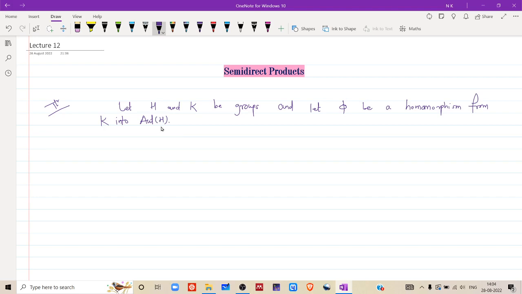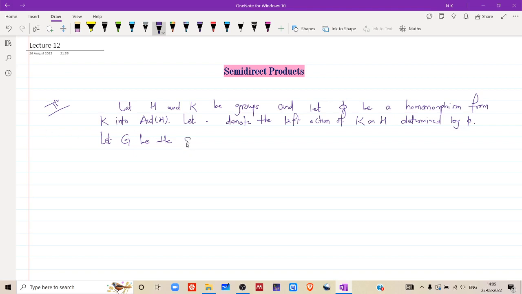Let dot denote the left action of K on H determined by phi.